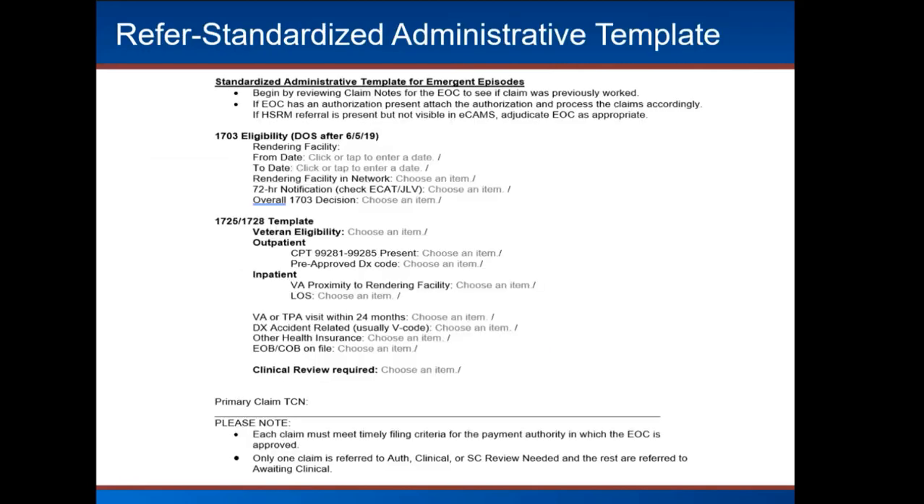Here we have a copy of our standardized administrative template. When referring claims among the business units, having a template explains to the next person what information you have found up to this point. Each of these 1728-25 episodes of care require a standardized template. Ideally, the template is in the claim notes of the UB or the facility claim. However, if no template is found and the ambulance claim is being used to explain or define the episode of care, the completed template must be pasted in the refer comments.